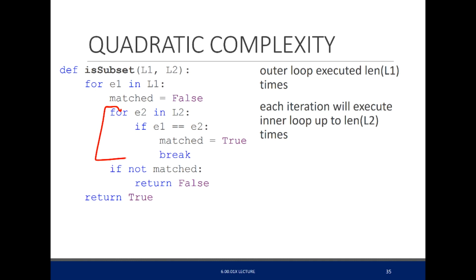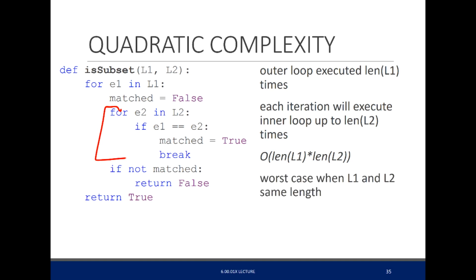And by our multiplication law, we know that this order of growth is the product of the length of L1 times the length of L2. Okay? What's the worst case? The worst case is when they're both of the same length. And in that case, again, let's just call that n. We're going to do n squared operations, n times n operations.